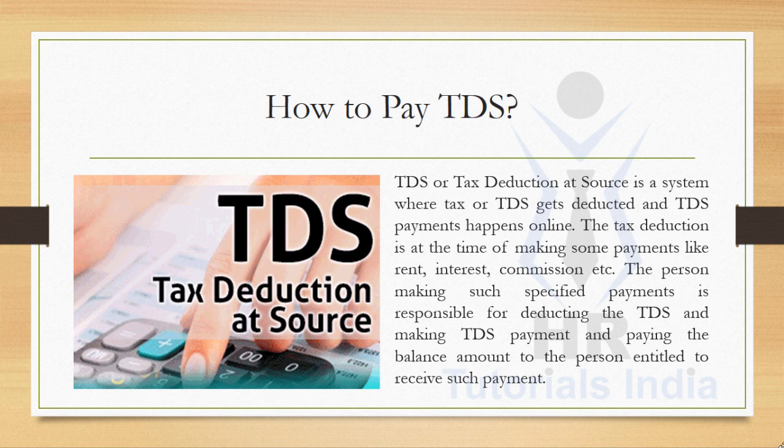TDS full form is tax deduction at source, and this TDS is paid online. This tax deducted at source is made for different payments like rent, interest, commission, etc. The person or the company is responsible for deducting the TDS amount from the vendors and paying the specified deducted amount to the income tax department.